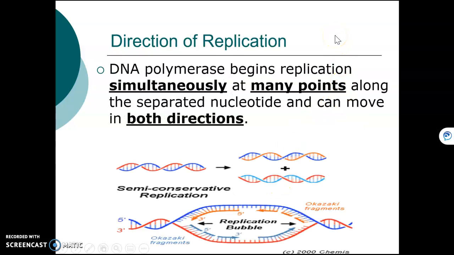So the direction these things move in: DNA polymerase begins at many spots throughout your DNA in both directions simultaneously. So you can do this in a lot of different spots.